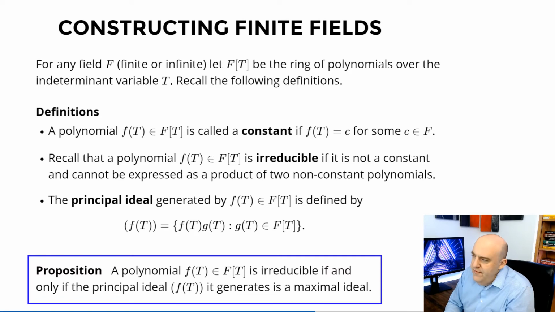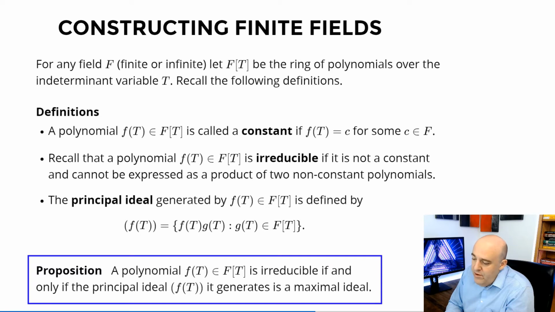For this section, constructing finite fields, just at the beginning here, let's imagine F is any field. It could be finite or infinite. And we'll associate the polynomial ring to that, F of t. Again, t is an indeterminate variable. There's just a few definitions that we need to review here. A polynomial f of t is called constant if f of t is equal to c for some c in F. And we'll call it irreducible if it's not a constant and you cannot express it as a product of two non-constant polynomials. So what that means is that f of t can't be written as a product of two polynomials, each having a positive degree.